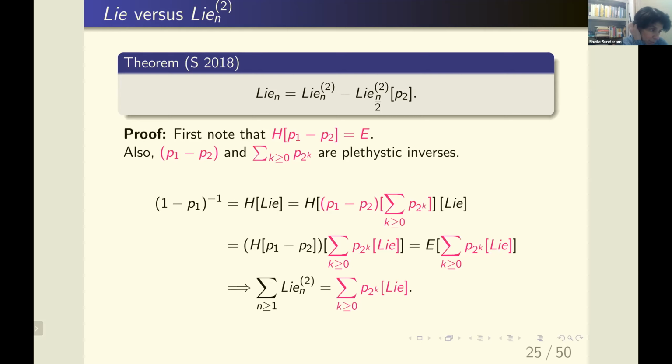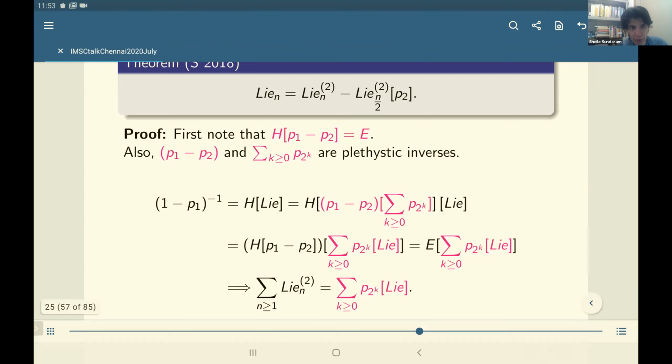All right, so I wanted to go through the proof. I'm going to leave some little exercises for you to do. The first one is to prove that H plethysm of P1 minus P2 actually gives you E. And this is a tremendously useful fact. Also P1 minus P2 and the sum of P2 to the Ks are plethystic inverses. That's not hard to just check by brute force.